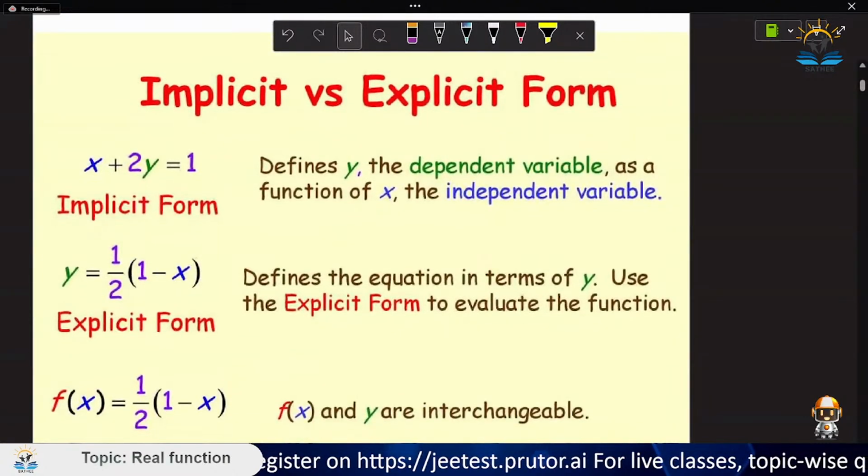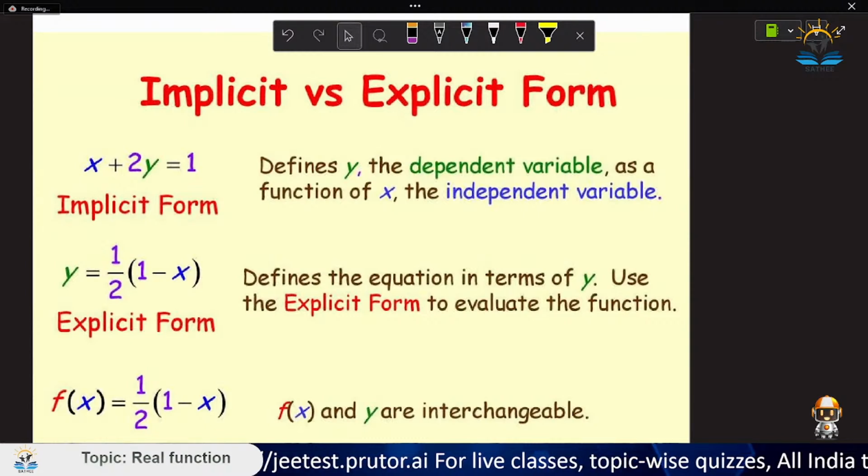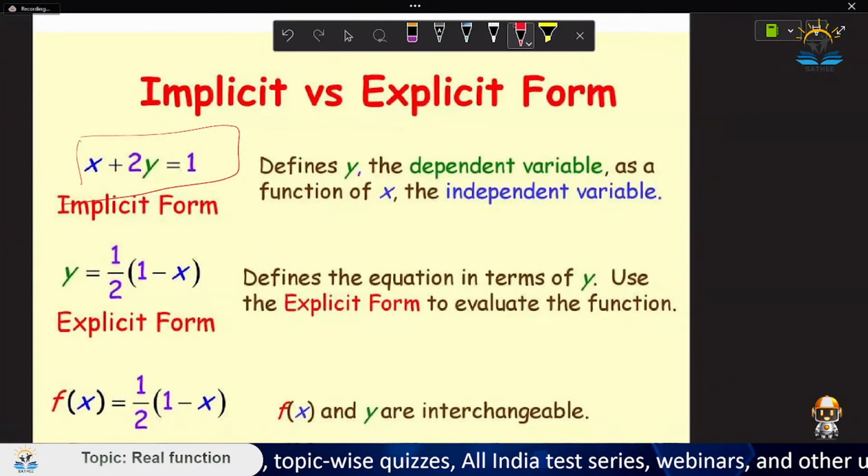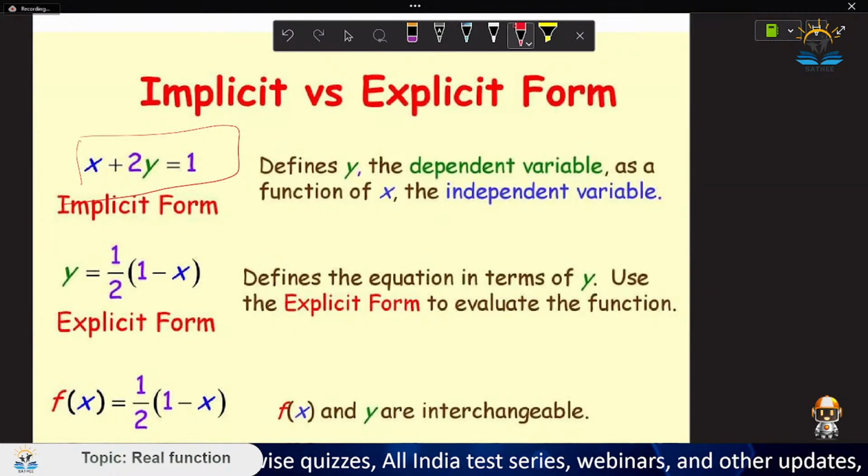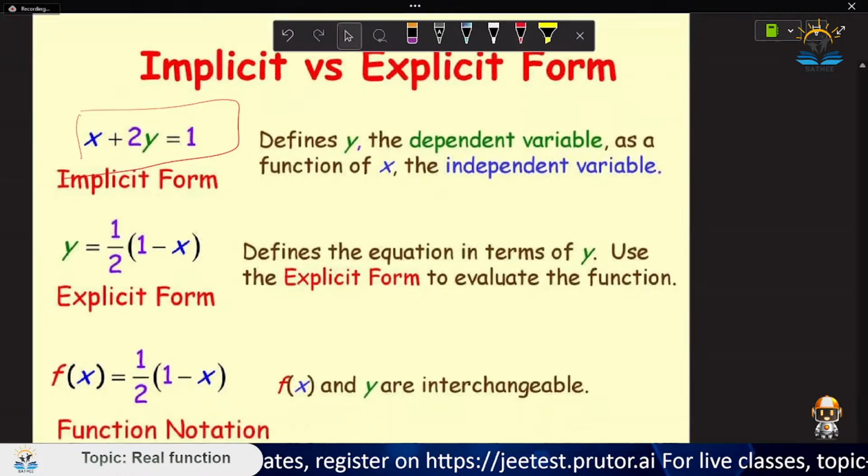Now there are two forms, implicit form and explicit form. By definition, an implicit form is a form where y is not defined in a standard format. Basically, in this equation, both x and y can interchange their roles as dependent and independent variable. In one form, y is the dependent variable and a function of x. But in the other form, y is the independent variable and x is the dependent variable. So it changes the definition a bit.